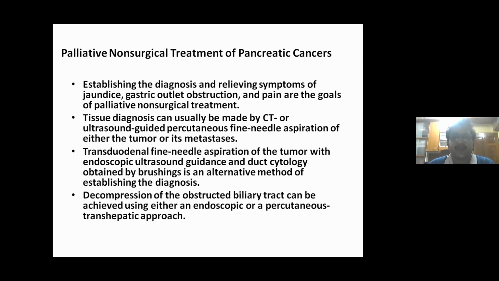Palliative non-surgical treatment of pancreatic cancers. Establishing the diagnosis and relieving symptoms of jaundice, gastric obstruction, and pain are the goals of palliative non-surgical treatment. Tissue diagnosis can usually be made by CT or ultrasound guided percutaneous fine needle aspiration of either the tumor or its metastasis. Transduodenal fine needle aspiration of the tumor with endoscopic ultrasound guidance and duct cytology obtained by brushing is an alternative method of establishing the diagnosis. Decompression of the obstructed biliary tract can be achieved using either an endoscopic or a percutaneous transhepatic approach.